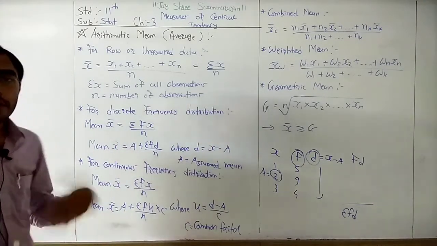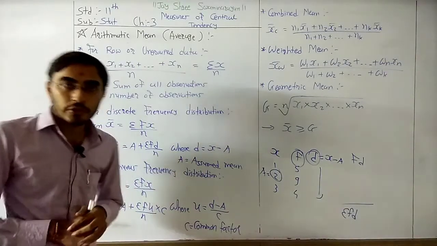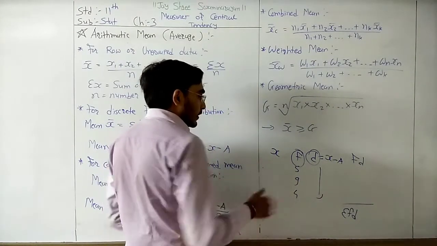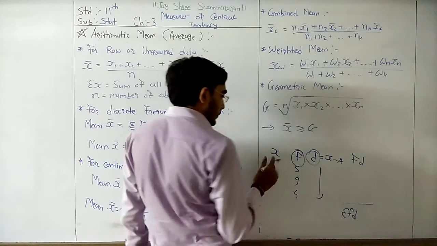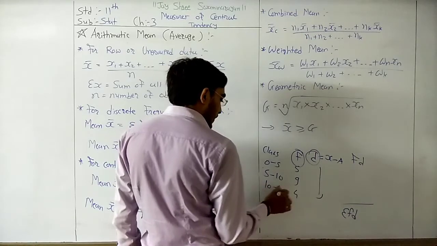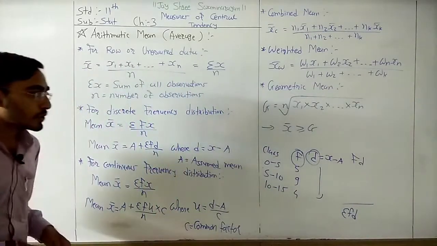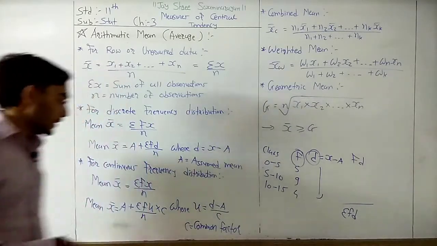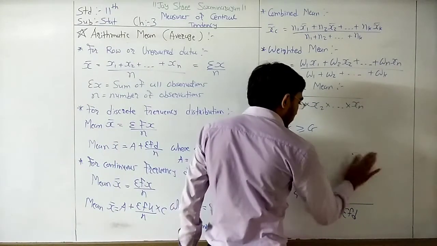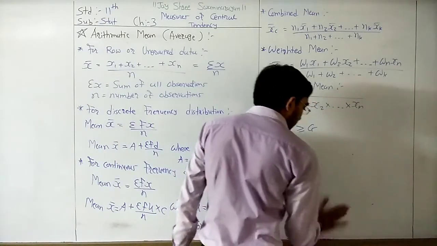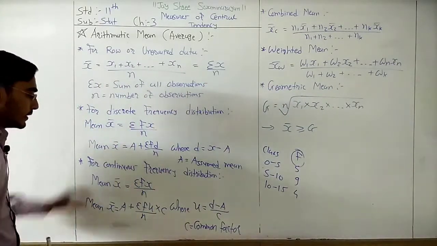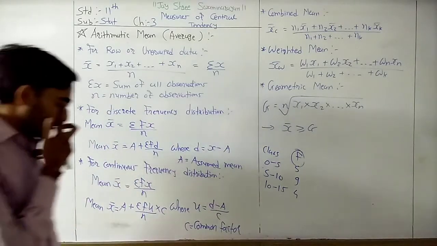Then our next type of data is continuous frequency distribution. Here, in continuous frequency distribution, some classes are given to you: 0 to 5, 5 to 10, 10 to 15. Now in that, how can we find the value of our mean, X bar? First of all, our formula is sigma fx divided by n, which is similar to the discontinuous frequency distribution.